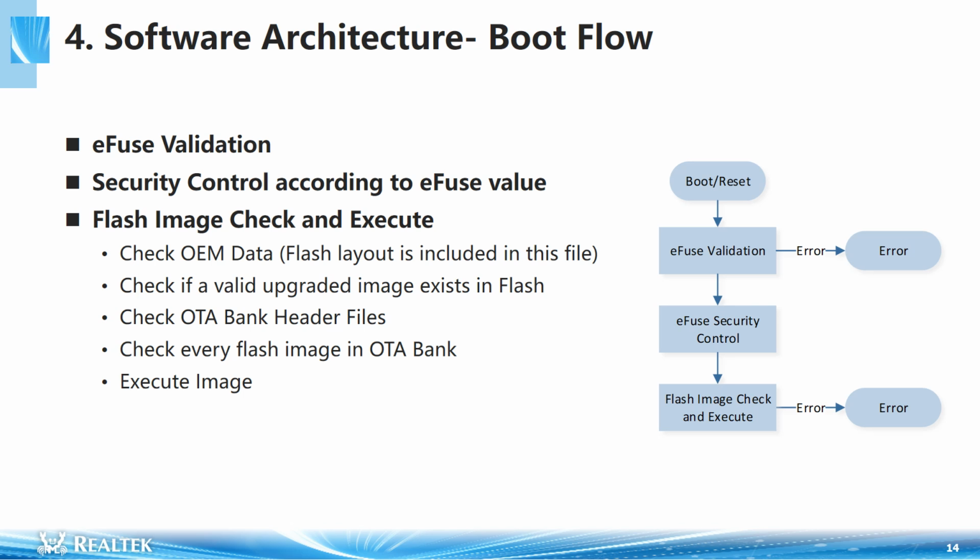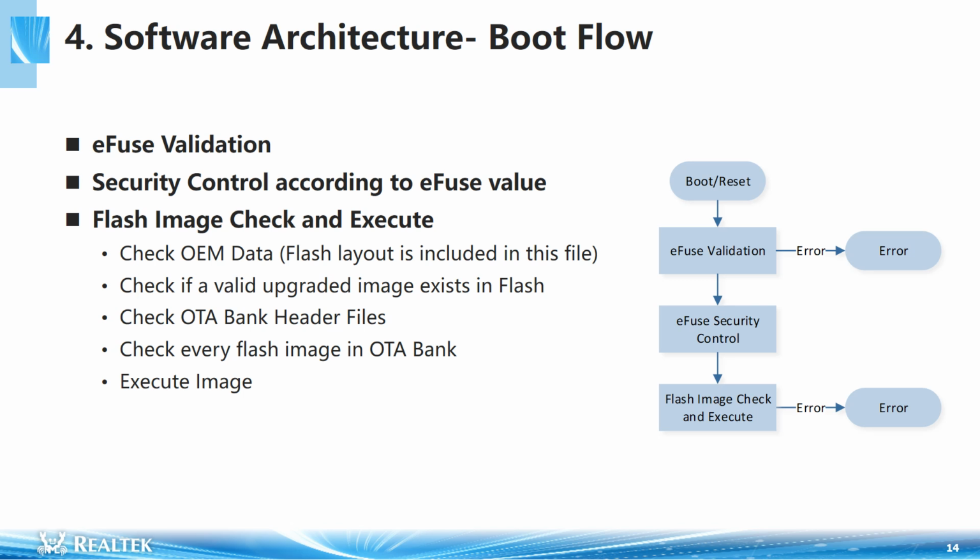When the system powers on or is reset, the boot flow will be executed. The boot flow includes the following steps. 1. eFuse validation. 2. Security control according to eFuse value. 3. Flash image check and execute. Security control is implemented on all BLE SoCs except on RTL87X2E. eFuse verification determines whether to enable secure boot. If secure boot is enabled, image authentication will involve signature, CMAC, and secure version verification. For more details, refer to the security introduction.